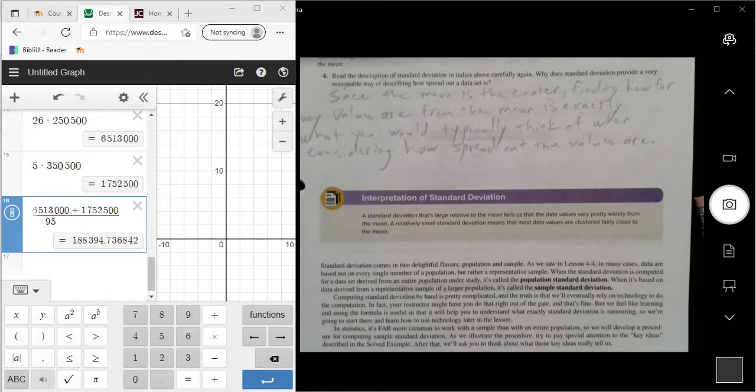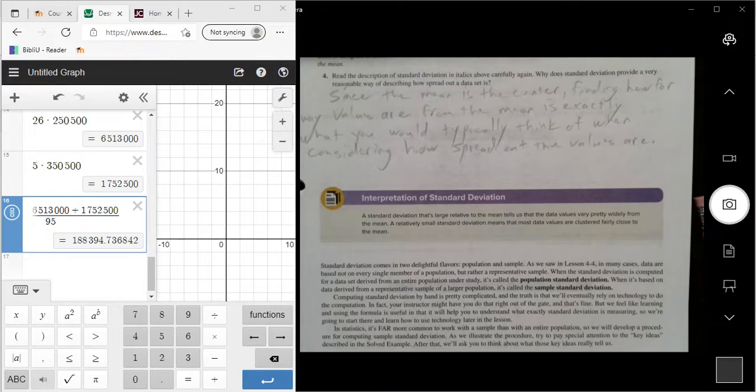Computing standard deviation by hand is pretty complicated, and the truth is that we'll eventually rely on technology to do the computation. In fact, your instructor might have you do that right out the gate, and that's fine. But we feel like learning and using a formula is useful and that it will help you to understand what exactly standard deviation is measuring. So we're going to start there and learn how to use technology later in the lesson.